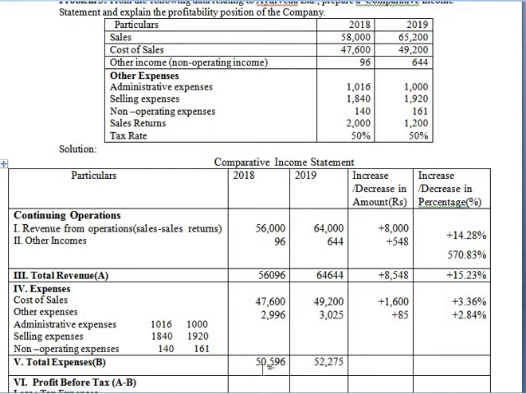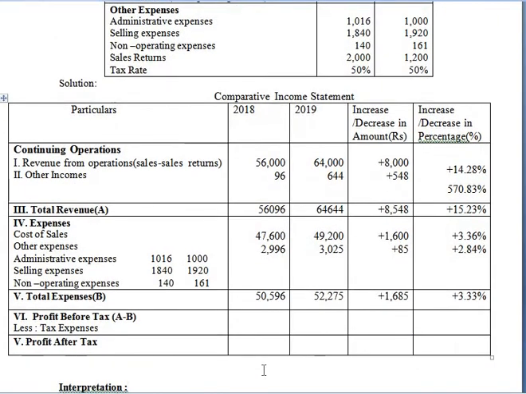Okay. Next one is we have to find out whether the amount of total expenses is increased or decreased. 50,596 minus 52,275. So balance is how much? 1,679. So first write here plus sign. Next is percentage. 1,685 divided by 50,596 into 100. So right here plus sign, 3.33 percentage. So this is your total expenses increase in the year 2019. How much? By 3.33 percentage.